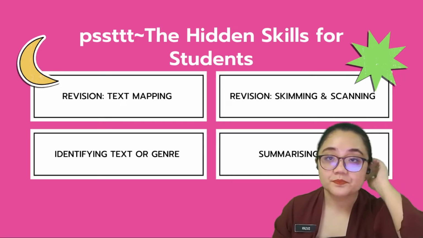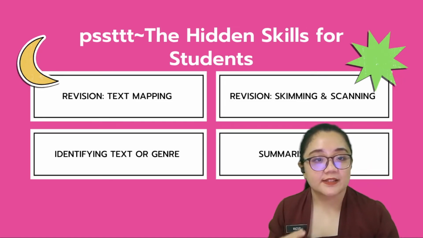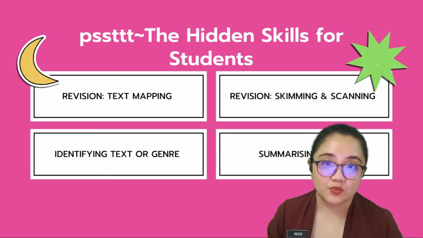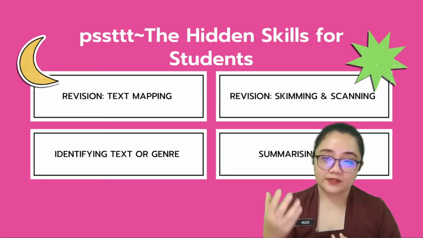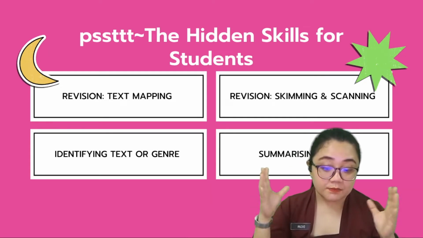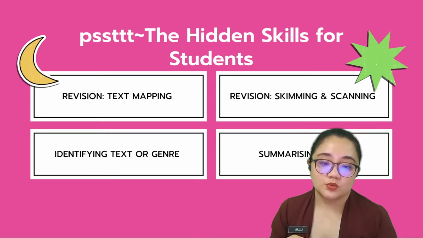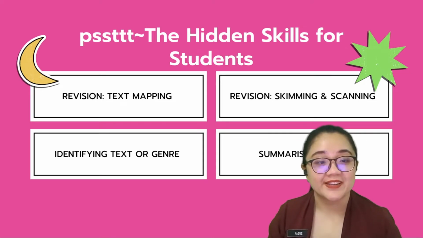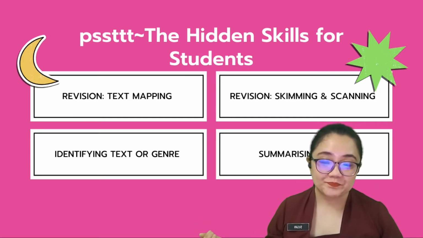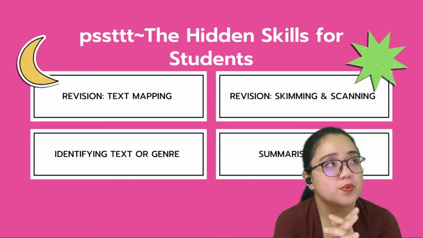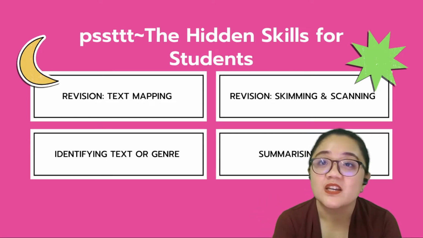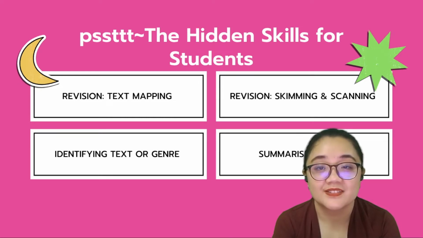because you learned it before. Okay? The next thing, the hidden skill that you're going to learn, will be identifying text or genre. So you're going to identify text that either is a non-linear text or linear text. Based on those texts, you must be able to come up with a summary, which is called summarizing skill of the information. So for process and procedure, the text that I'm looking forward to send to you will be the user manual of the product.